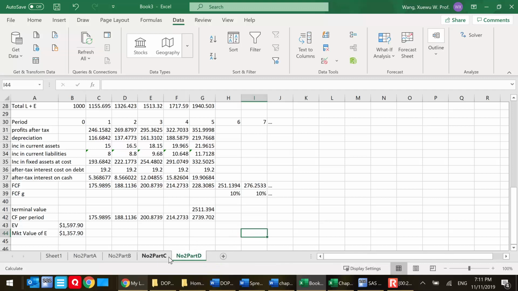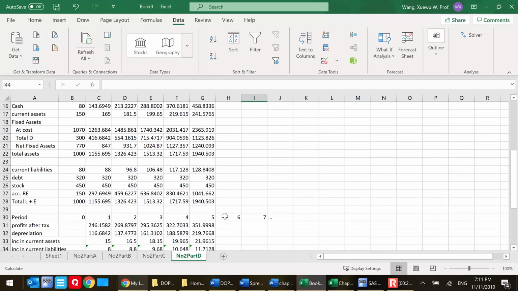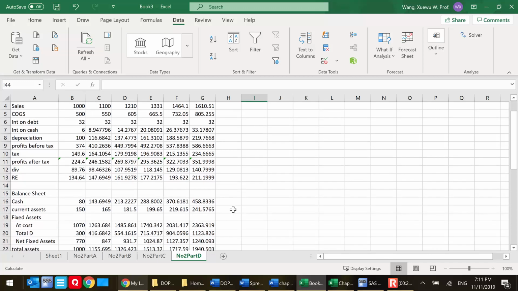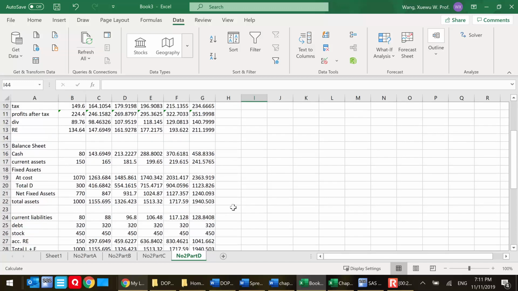Okay, so now let's look at what we have. All right, this is saying we should actually look at the fixed assets at the cost. So now the fixed assets at the cost is taking this nasty functional form. Fixed assets at the cost, this is what we did for part A. It's actually adding up the net fixed assets and the total depreciation, okay?